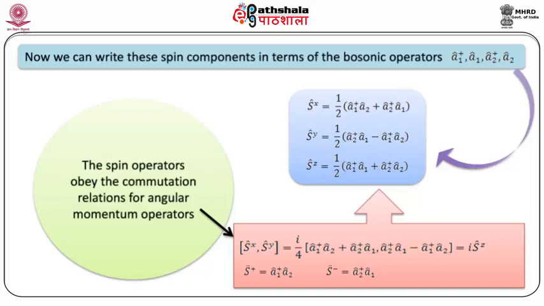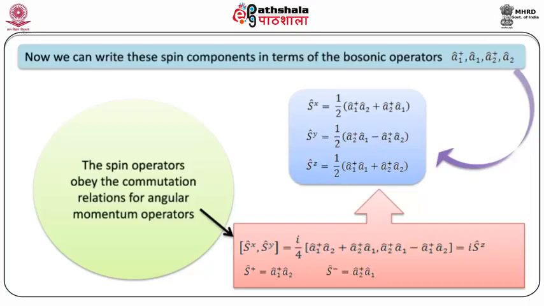So I write here one example: the commutation of the spin components Sx and Sy is equal to iota by 4 times [A1 dagger A2 plus A2 dagger A1, A2 dagger A1 minus A1 dagger A2]. The commutation of these two gives me iota Sz. Actually, you can verify this also.